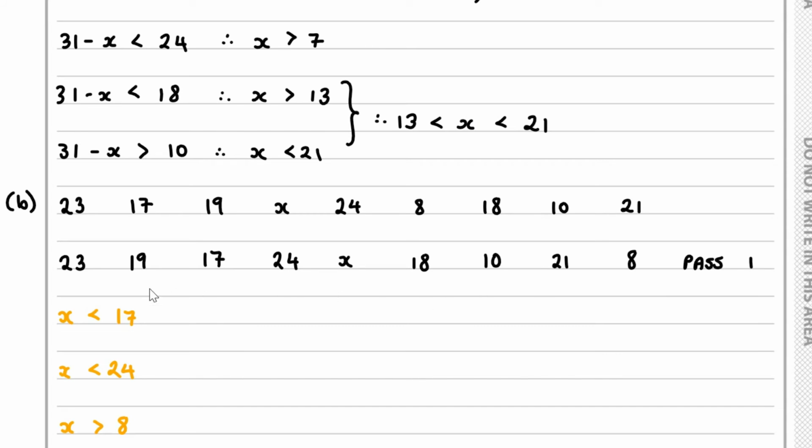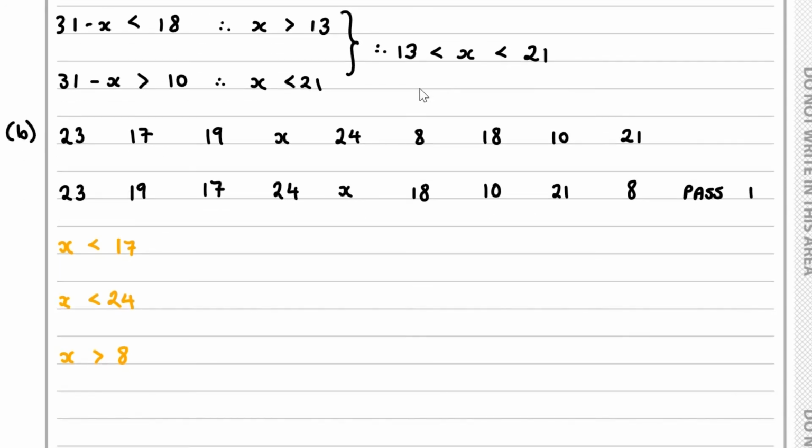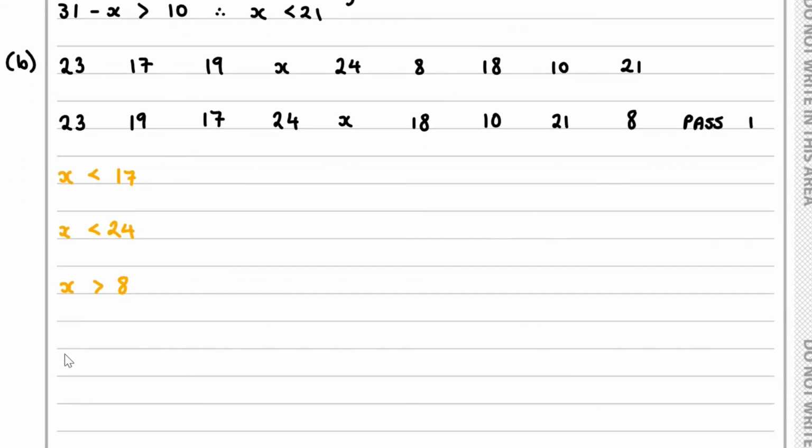So if we were to narrow down our inequality, of course, we can conclude here x is definitely greater than 13, but it will be less than 17. So here we have a smaller interval.